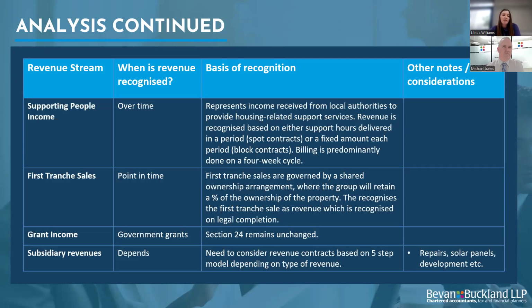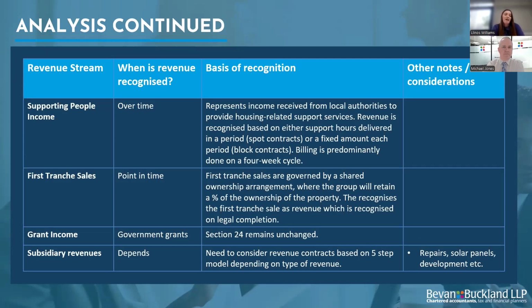Subsidiaries and other revenues. For subsidiary income streams, repair contracts, solar panel income, development services or other commercial activities, recognition depends entirely on the nature of the contract and must follow the 5-step model. These can vary widely, so each contract type needs to be assessed on its own terms.